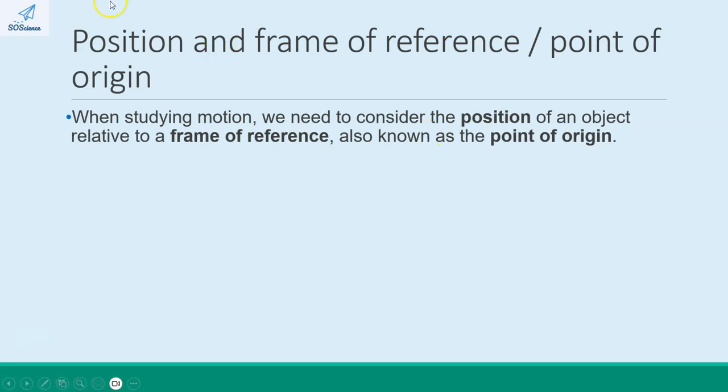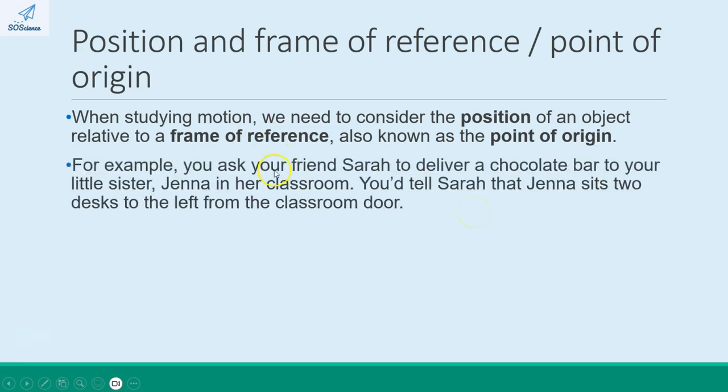Now let's talk about position and a frame of reference, also known as a point of origin. When we study motion, we need to consider the position of an object relative to some frame of reference or some point of origin, which would be the frame of reference. So, for example, if you ask your friend Sarah to deliver a chocolate bar to your little sister Jenna in her classroom, you tell Sarah that Jenna sits 2 desks to the left from the classroom door.